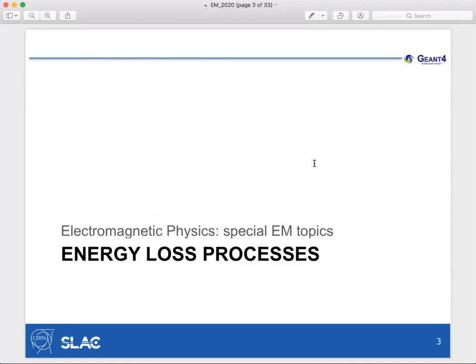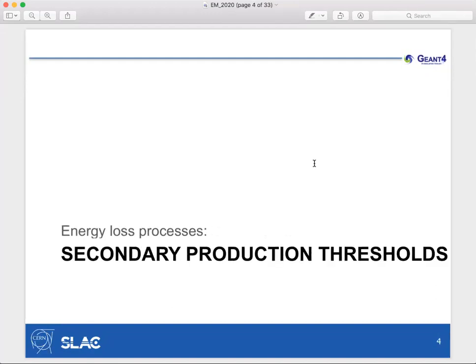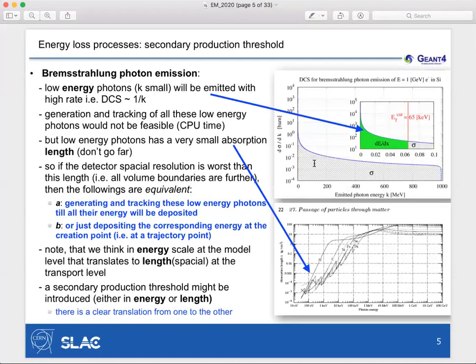So let's start with the first topic. The main topic is energy loss processes, and within that, secondary production threshold. So let's see what the secondary production threshold is and why it is actually introduced in the simulation. So we will focus on Bremsstrahlung photon emission.